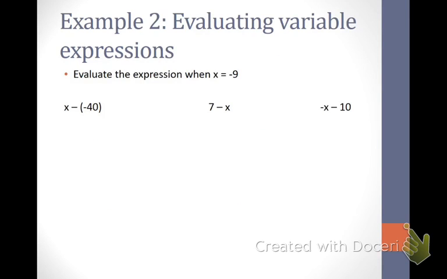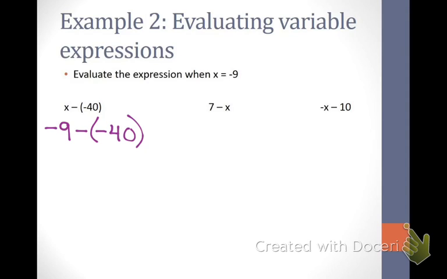Okay, so now let's do example 2. This is the algebra part of the lesson. We need to now evaluate a variable expression. We take the value, x equals negative 9, and substitute it into the expression. Go ahead and write this expression, x minus negative 40, in your notes, and then we'll make our substitution. Negative 9 minus negative 40.